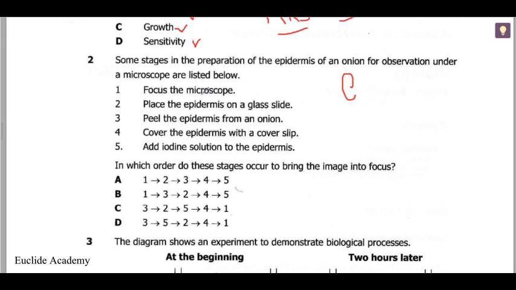So here we have the stages on the microscope. In which order do these stages occur to bring the image into focus? I would encourage you to pause the video before the answer, or just read through the question paper. I think I'll post it in the group, and then we can download, get the paper, go through the questions on your own, then come back to answer them for us to solve them together. Okay. So in which order do these stages occur to bring the image into focus?